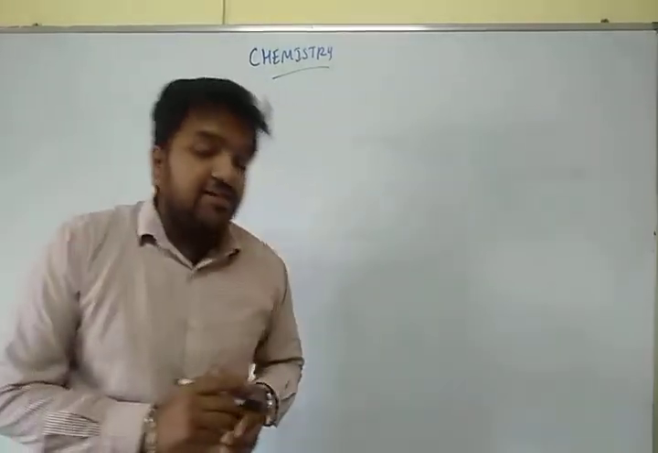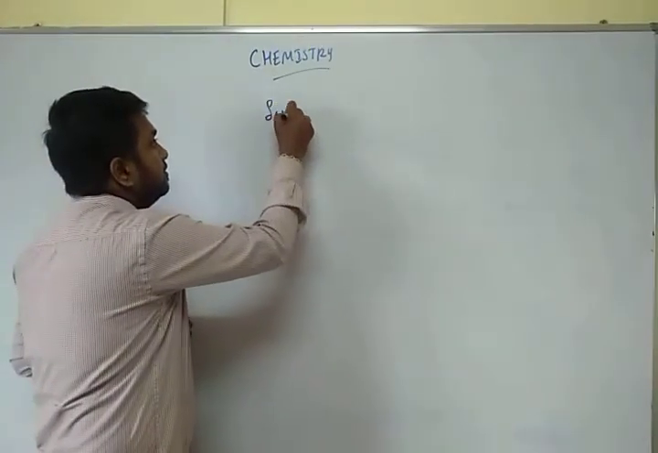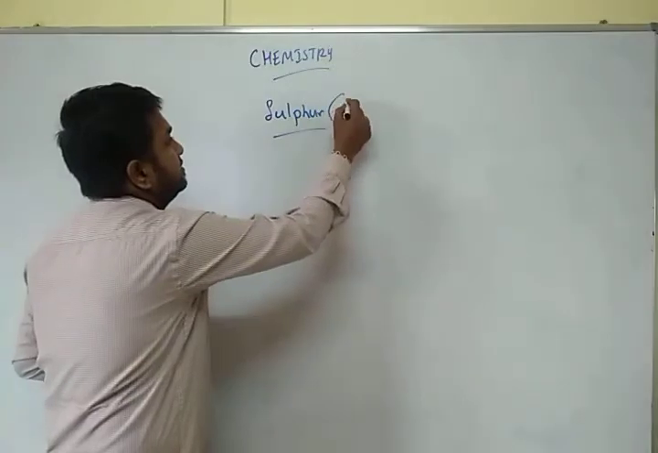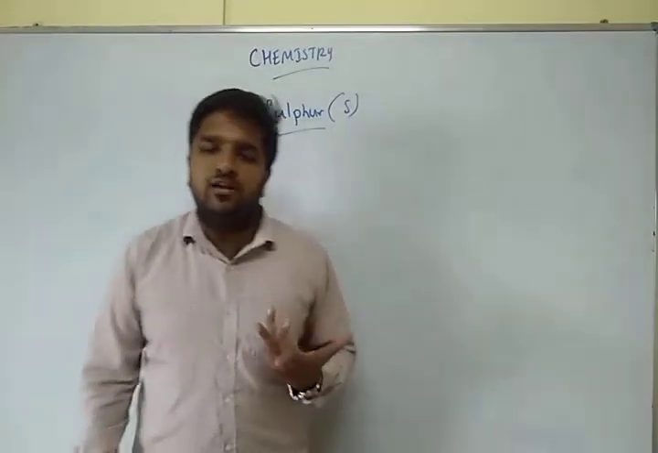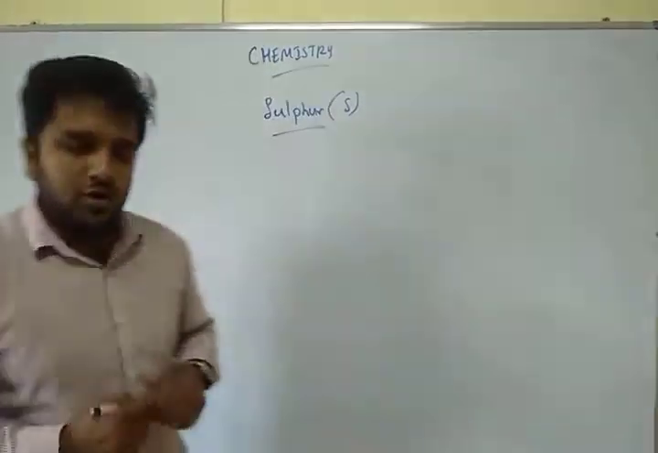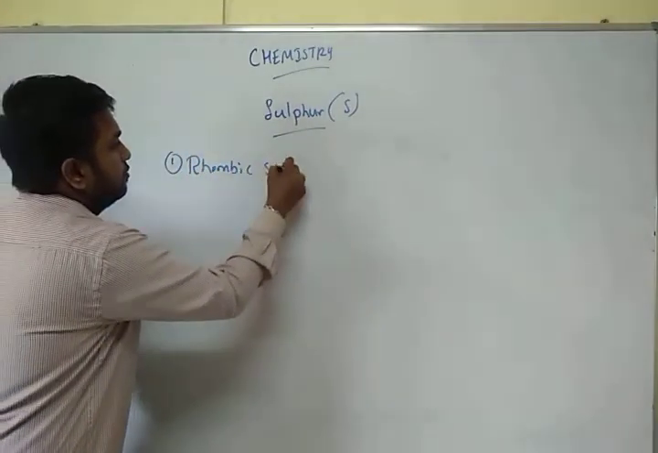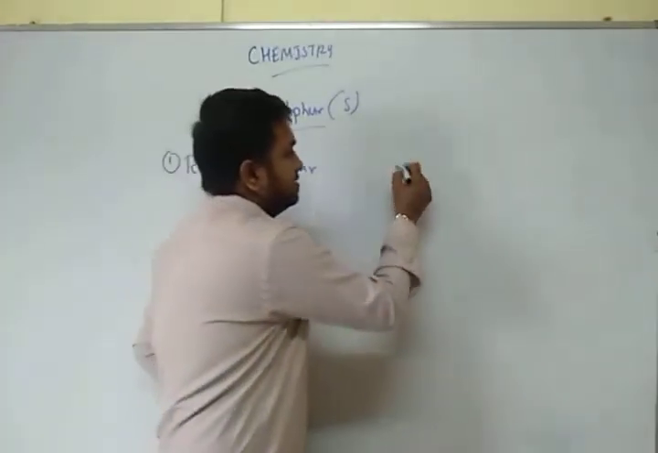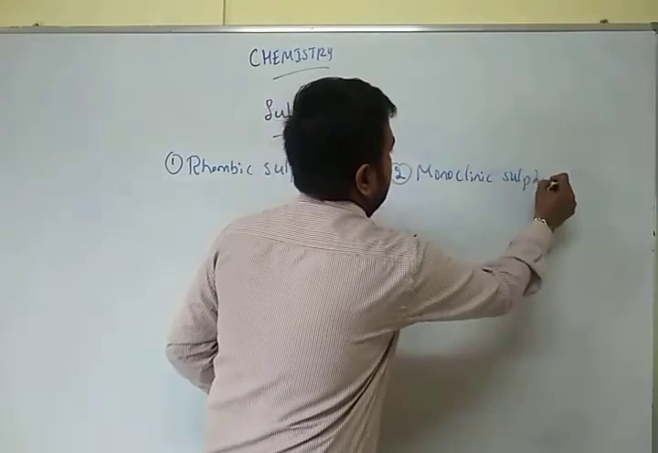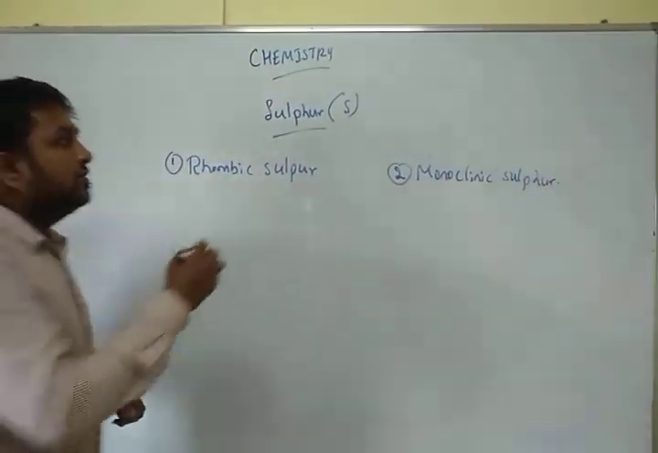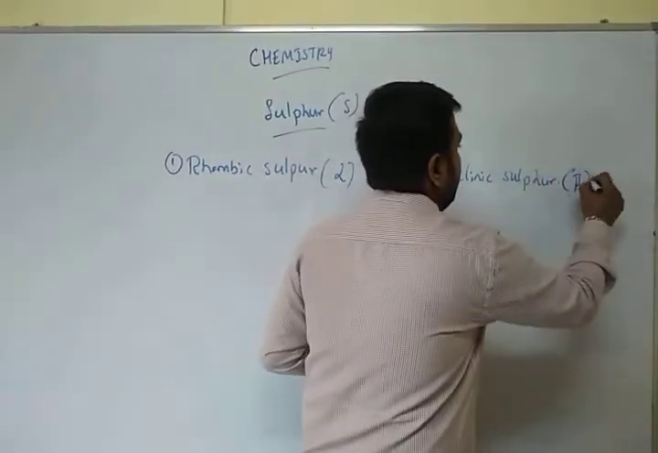Yes, the next important element in group 16 is sulfur. It is denoted by S. We have more than 20 allotropes for sulfur, but we will be focusing on only 2 allotropes, that is rhombic sulfur and the next one is monoclinic sulfur. Rhombic sulfur is known as alpha sulfur, and monoclinic sulfur is known as beta sulfur.